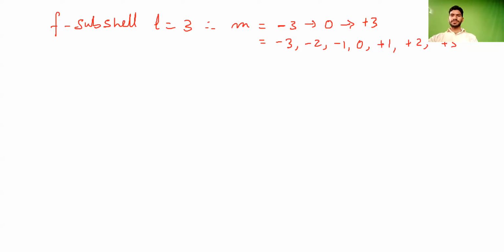Got it? Very important. Now tell me, how many f orbitals are we having in total? That means I am having 1, 2, 3, 4, 5, 6, 7. So there are 7 f orbitals. I will just write the names of these 7 f orbitals.